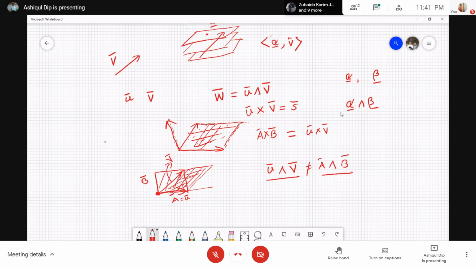So if you have a vector u and another vector v, the u wedge v geometrically represents the area of that parallelogram constructed by u and v. And that resolves the problem, because we had two kinds of directionality and now we are keeping both.